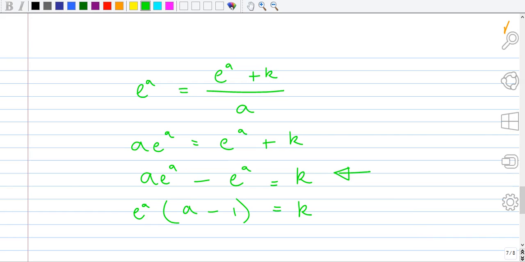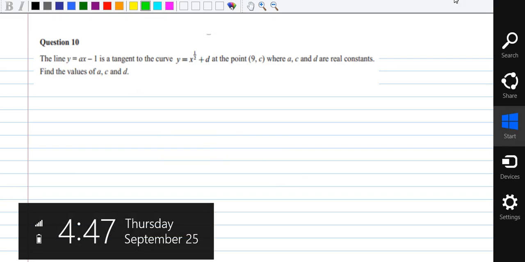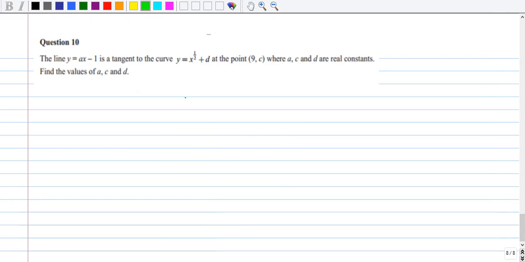Our last question is the most difficult one because we don't really know much. We've got a tangent to this curve, y equals root x, or x to the half, plus d. We know the x value where it's a tangent, and we need to find a, c, and d. So one approach: we've got three unknowns, so we need to set up three equations.